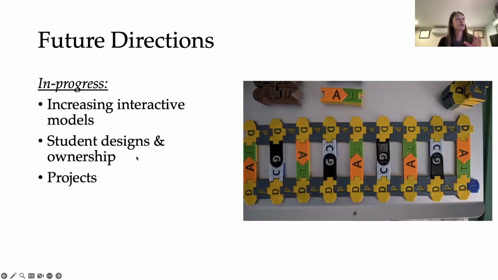We've also started implementing project-based 3D printing where students can design their own models and then upload them to these repositories. So they're designing, they're having a sense of ownership, but they're also creating new OER works to deposit into these repositories.